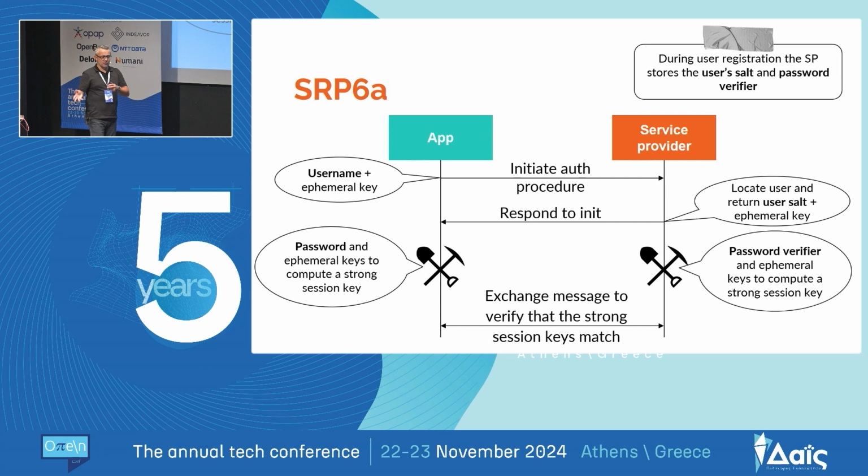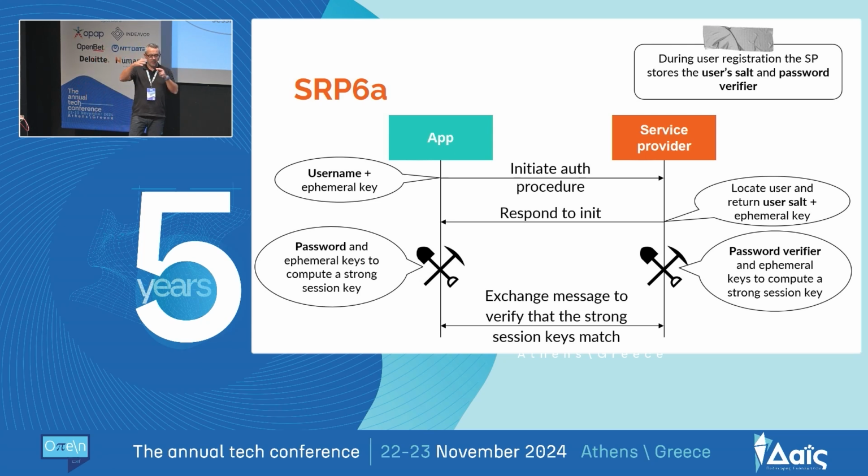This is during registration. Now, when I try to log in, I present the username and the ephemeral key that I have created during this procedure, and I send them to the service provider. The service provider returns my user salt and a second ephemeral key. I use my password and the two ephemeral keys in order to compute a strong session key.